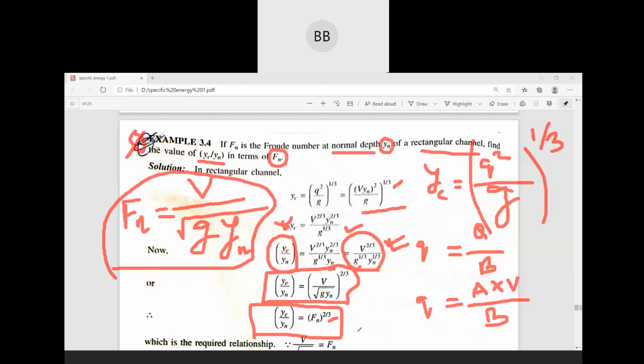So this is our required solution of that particular numerical: the ratio between yc by yn in terms of Fn, that is your Froude number. So Fn to the power 2 by 3 is the correct answer.